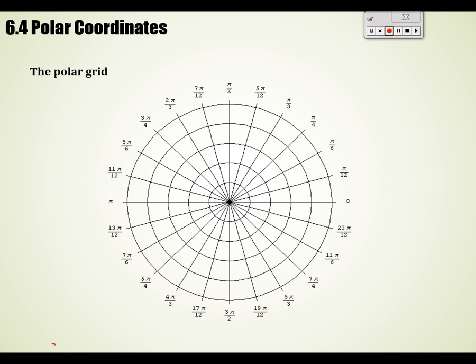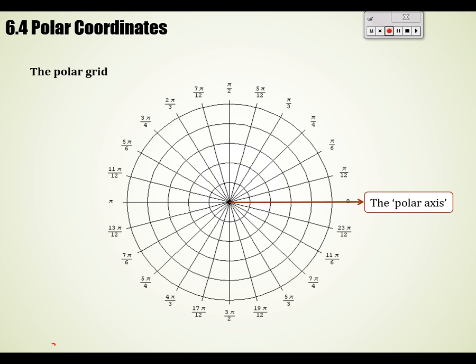We've also filled in, just for the sake of completeness, really every 15 degrees, every pi over 12 radians, even though pi over 12 and 5 pi over 12 are not angles you know and love. But just to make it complete, otherwise we have this gap in there. Whatever. So there it is. There's what the polar grid looks like.